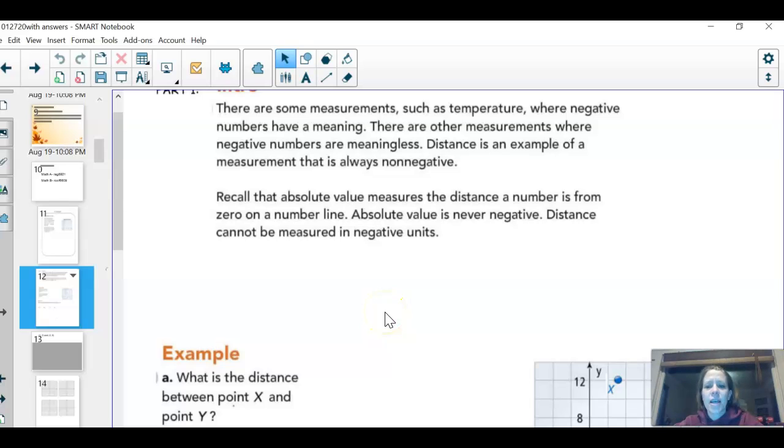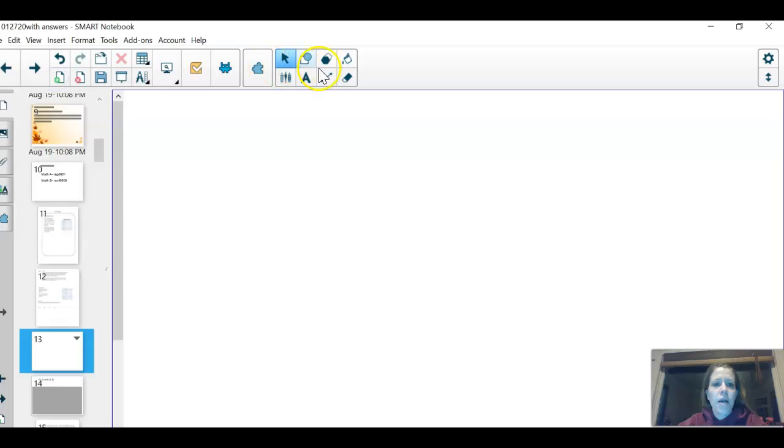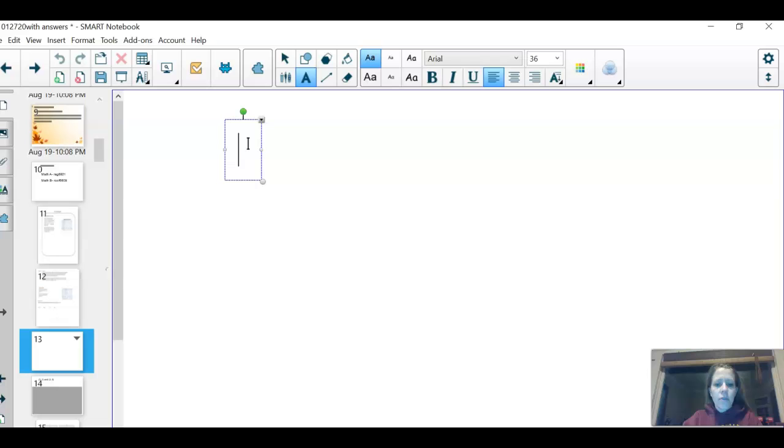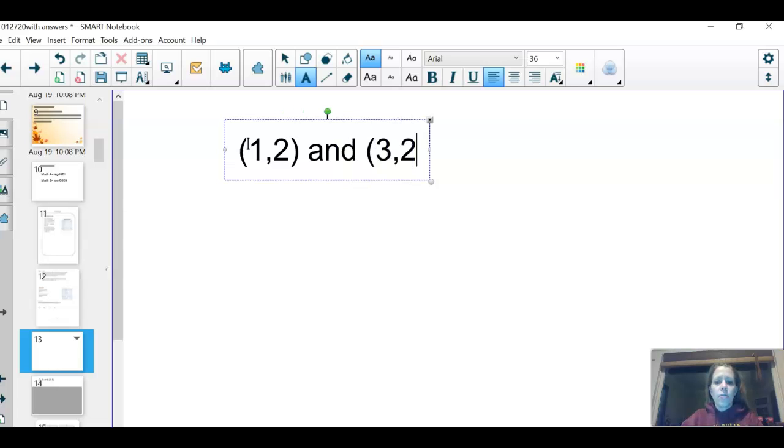Okay, so let's go ahead and double check what we did yesterday and look at the review question. First thing, let's start by looking at the review question that we have on the back board, and let's see how you did. So the question on the back board is this. What is the distance between 1, 2 and 3, 2?